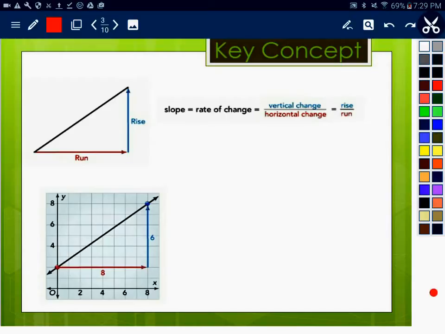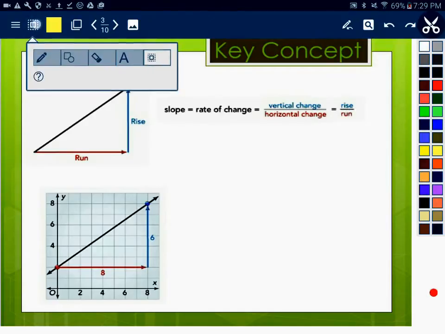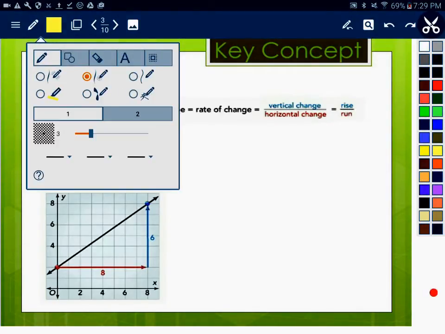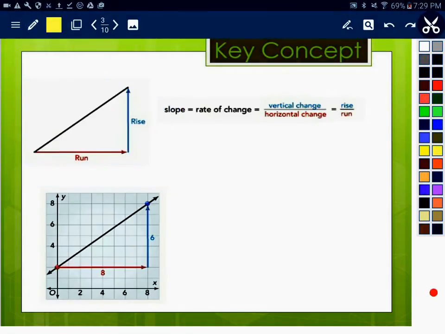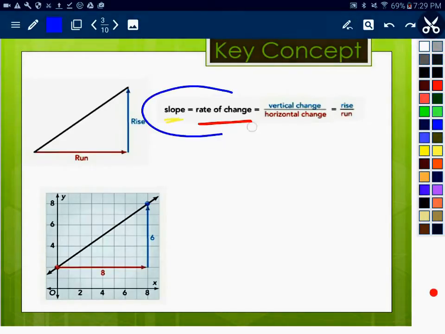Like I said, they really are synonyms. So I have slope is the same thing as rate of change. They are equal. If you need, circle that, write that down somewhere. They mean the exact same thing. If you're asked for slope, they really mean rate of change. If they ask for rate of change, they really mean slope.